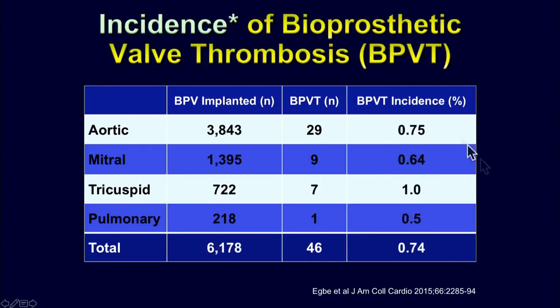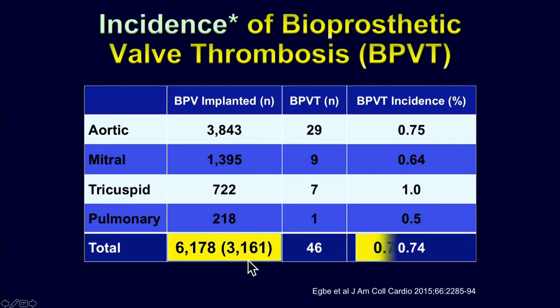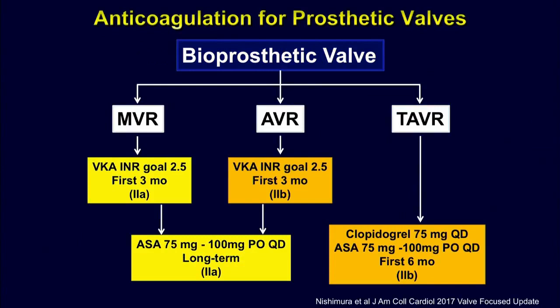The incidence of bioprosthetic valve thrombosis in these roughly 6,100 valves is somewhere in the range of about 0.74%. But of these 6,100 valves, only about 3,100 underwent echo follow-up. So if we looked at that, the incidence would be about 1.5%. So the prevalence is around 10%. The incidence is about 1%.